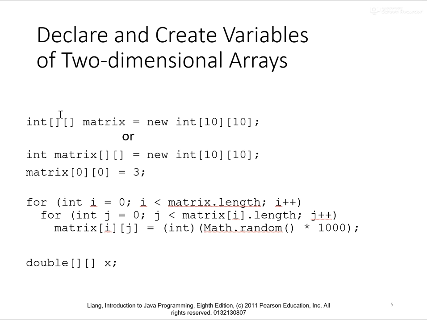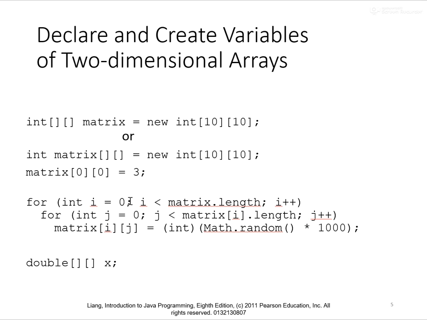This simple piece of code is an example, basically. This one over here is how you declare and create an integer array of size 10 by 10. This is how you put a value, the number 3, into the element of this two-dimensional array that we call matrix, into location 0, 0.